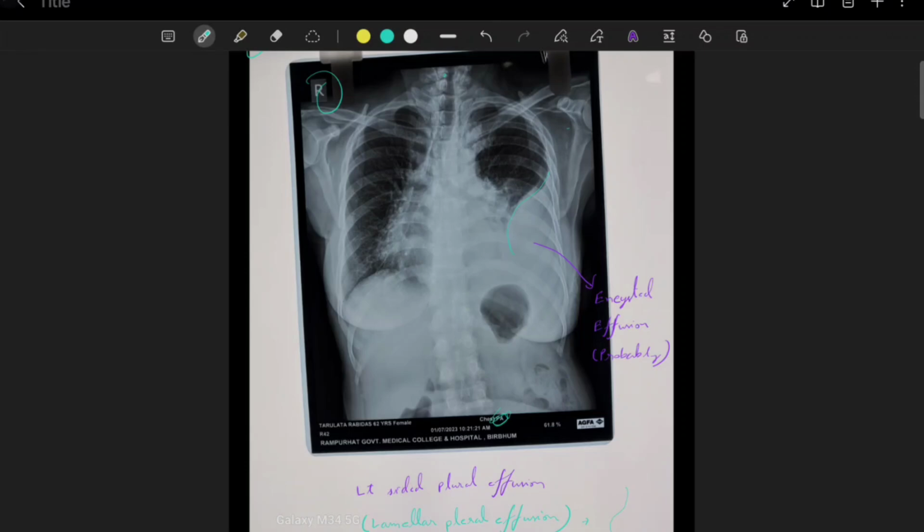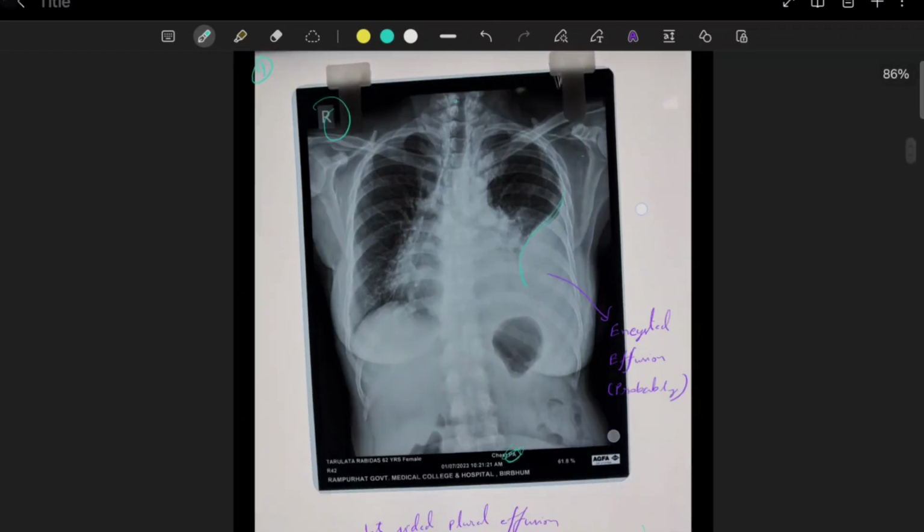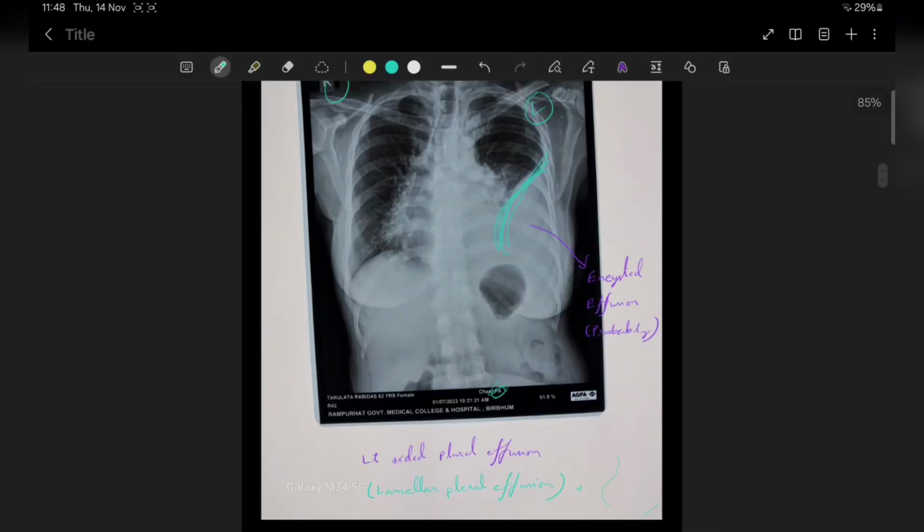it is probably the encysted effusion. Okay. And this is an atypical type of pleural effusion and it is called the lamellar pleural effusion. Okay. So what is the diagnosis? It is the left-sided pleural effusion.